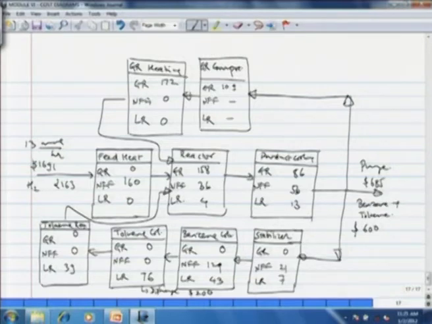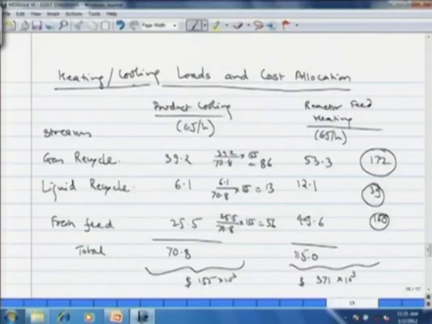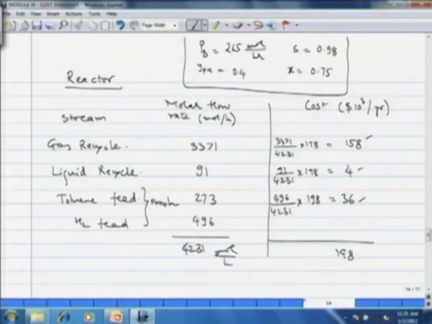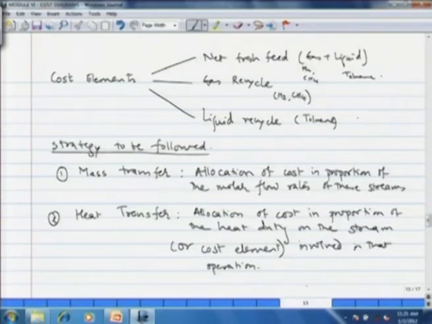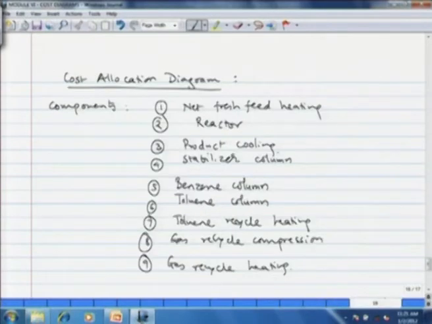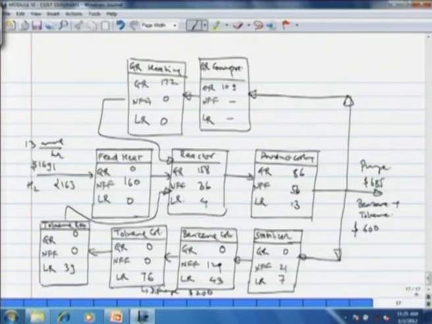What we have done now is that we have identified the cost elements of the process, we have identified the streams that are involved, and then accordingly we have allocated the cost to these. The cost elements: net fresh feed, gas recycle and liquid recycle. Then we identified the components of the cost allocation diagram, total 9 components. 9 components and 3 elements, we have made a cost allocation diagram out of it.